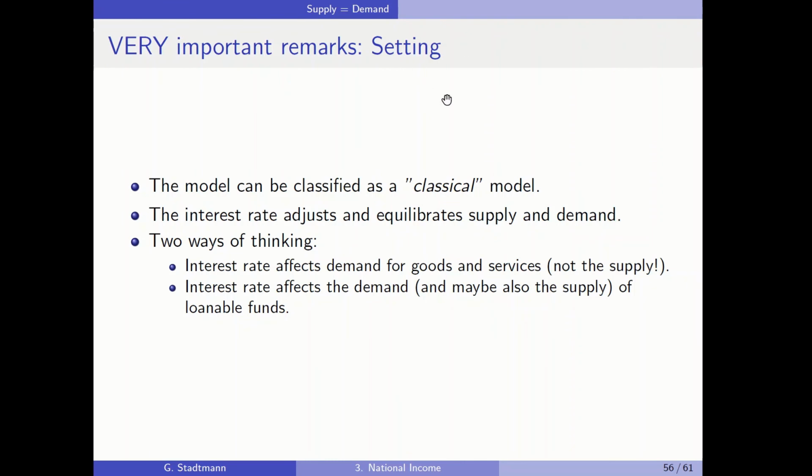So the model we are now looking at can be classified as a classical model. The interest rate adjusts, and this brings supply and demand into equilibrium. So the interest rate is the adjusting factor. And we have two ways of thinking. We could think that the interest rate affects demand for goods and services, not supply. This is the one way of thinking. Supply is not affected because supply is given by the amount of capital and labor units and our production function, so supply is fixed.